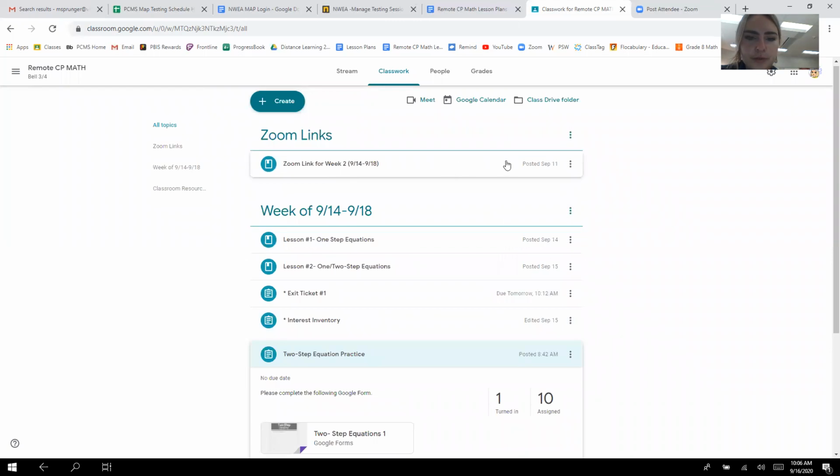Zoom links are always going to be posted here. So tomorrow's our last day of class. And then I will post a new link. So please email me with any questions. I know this is weird and some people are logging on some days, some people are logging on the other days. So just make sure you're keeping up. Email me if there's anything I can do to help you be successful.